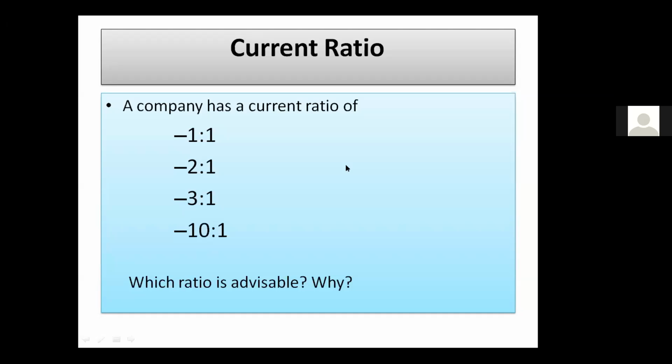Now, why do many people say 2:1 is the best? For that, we need to understand the limitation of a higher current ratio, taking examples of 3:1 and 10:1. We can think this way.